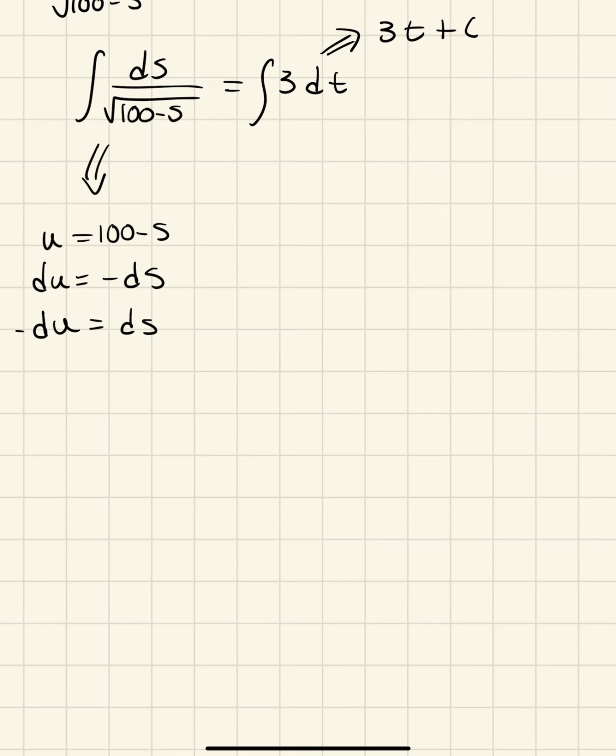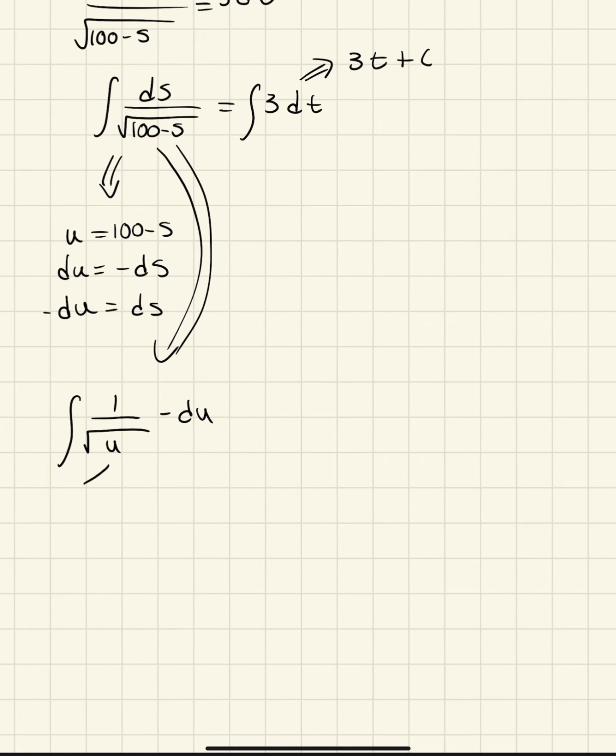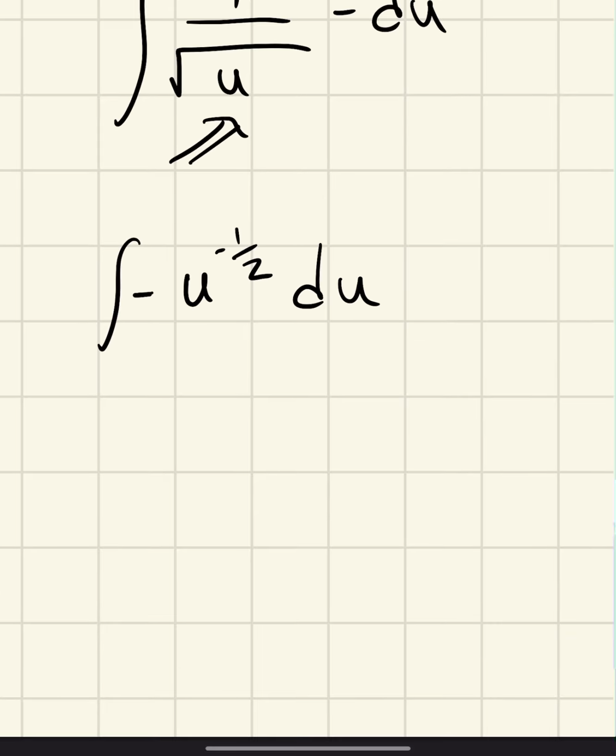So we're going to plug that into this equation over here. The integral of 1 over, and we said 100 minus s is equal to u, so u, times negative du. Let's go ahead and rewrite this as u to the negative 1 over 2, and let's go ahead and integrate that.